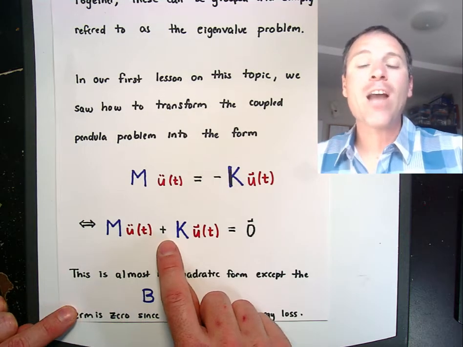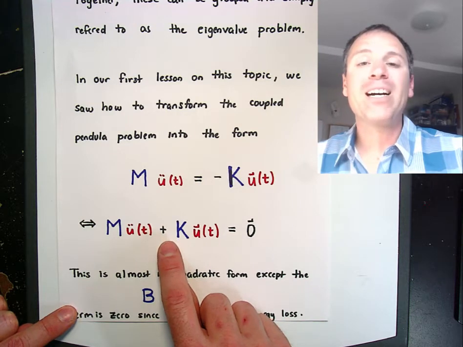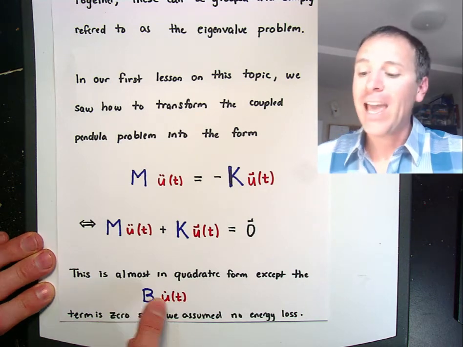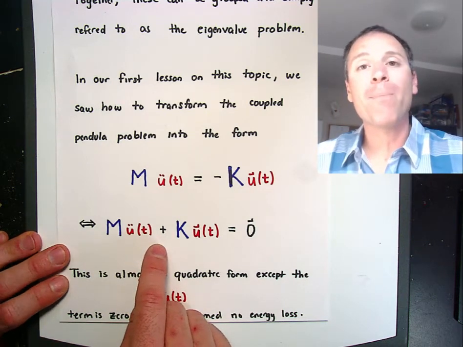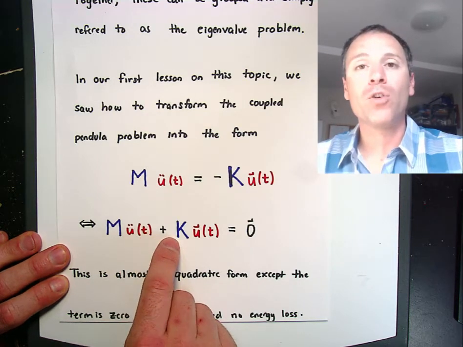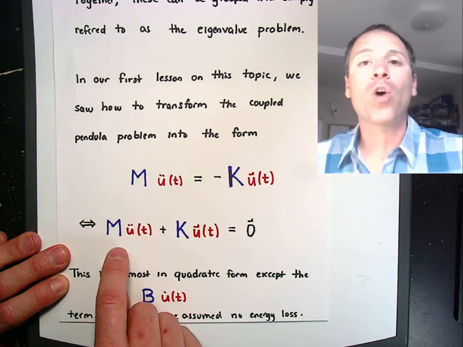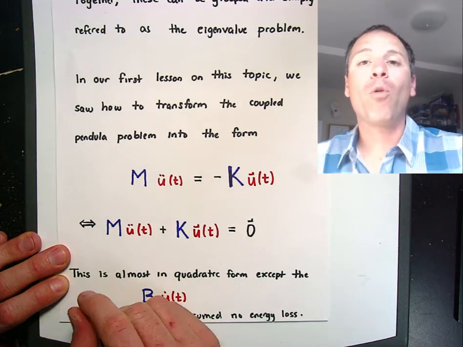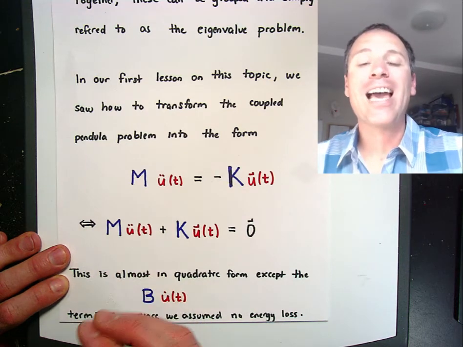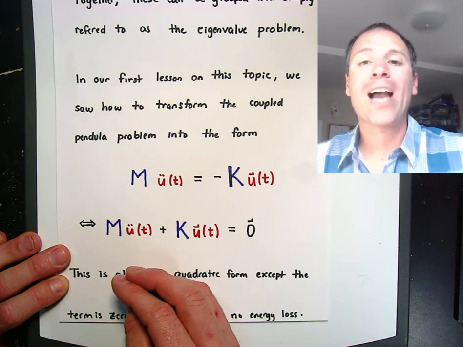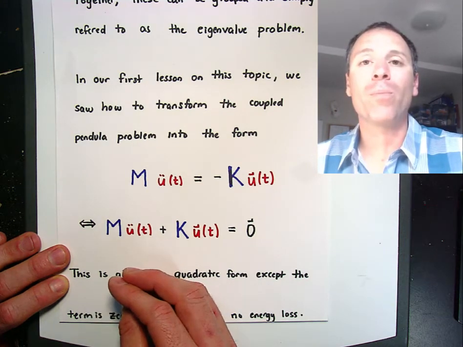This actually is not a quadratic eigenvalue problem because in our assumption on that problem, we assumed that there was no energy loss. In other words, there was no damping. If we actually included a damping term, that would give B times the first derivative of u, and that would yield a quadratic eigenvalue problem. Let me say that in a different way. When we look at a coupled mass spring chain or a set of coupled oscillators, if we model energy loss, we actually use quadratic eigenvalue problems to do so.